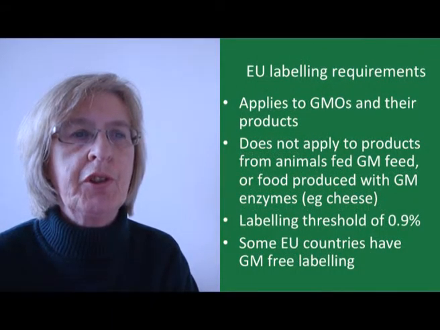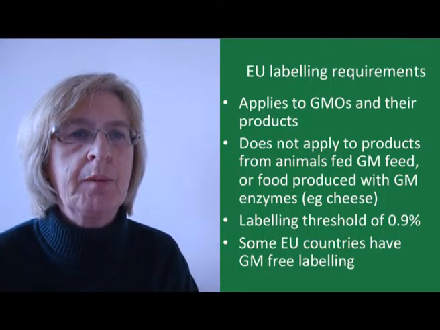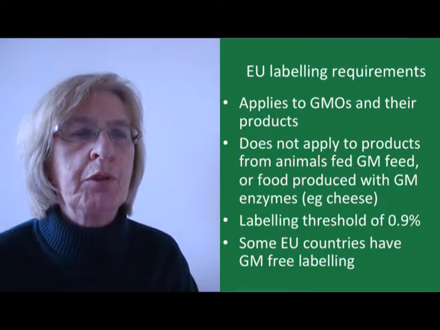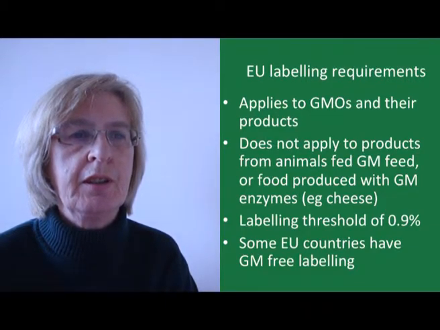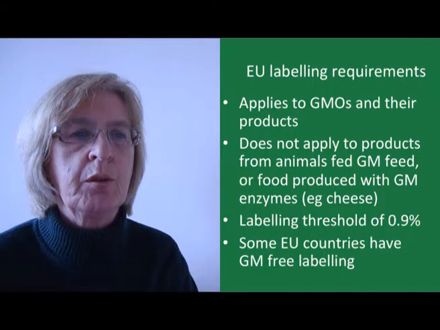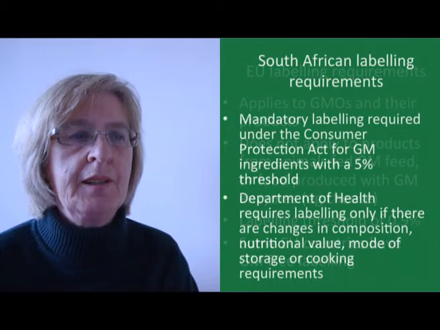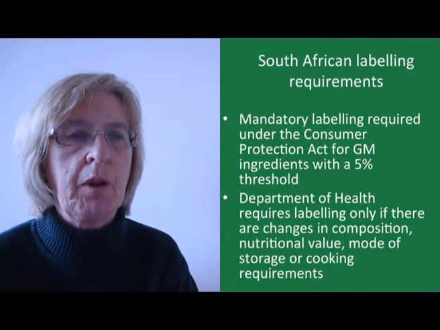The European Union also has labelling requirements that apply to both GMOs and their products. However, it falls short of applying to products from animals fed GM feed or food produced with GM enzymes such as cheese. It also does not require labelling of some non-food products such as cotton clothing. The labelling threshold is set at 0.9% according to EU legislation, but in addition, some individual countries have also introduced provisions for GM-free labelling.